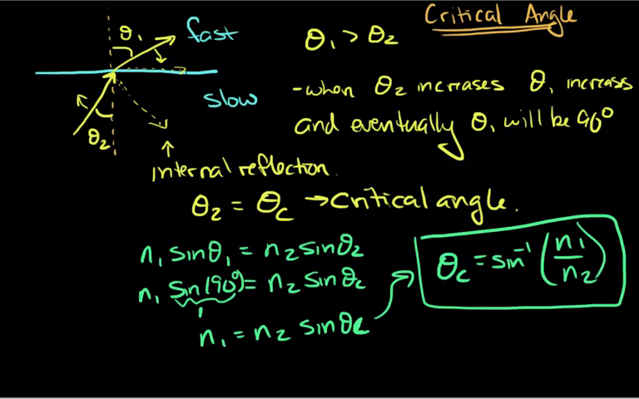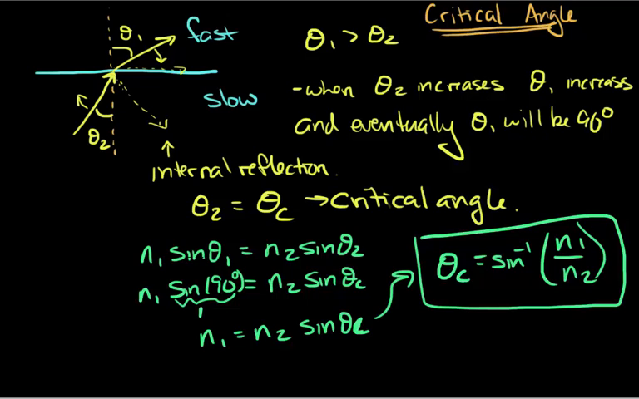And when theta 1 is 90 degrees, what's going to happen is instead of this light exiting the material, it's actually just going to bounce back. It's going to be reflected back, and this is called internal reflection. Okay, so that's what this is referring to. And so this angle theta 2 that makes this happen is called the critical angle. And so what we want to do is get an expression for this critical angle, this angle that theta 2 has to have to cause the reflection rather than have it be transmitted and refracted out.